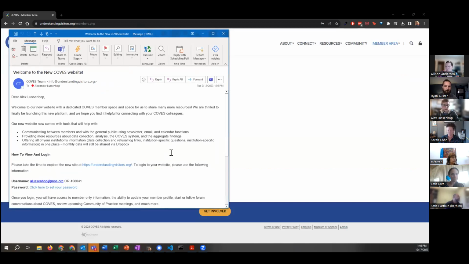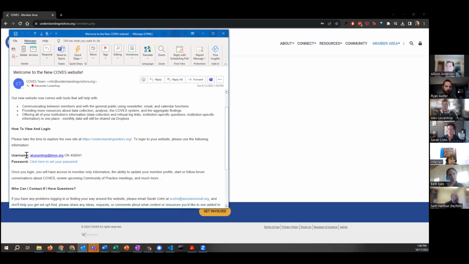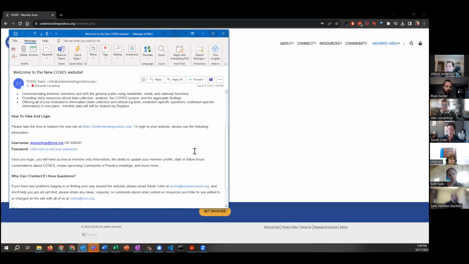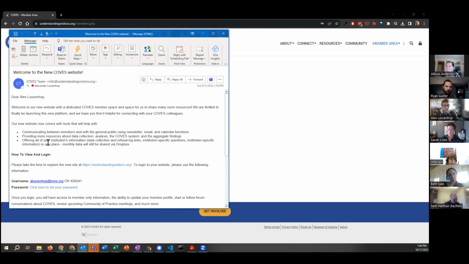Sarah can correct me if that's the only email you should have seen or if there were any sent out in waves, but it might look something like this from the COVES team, with some information about how to log in and set your password. So look for that email or navigate to the member page.